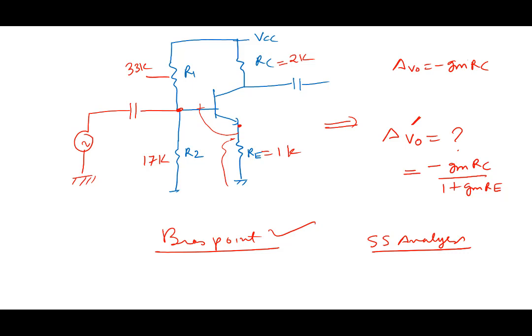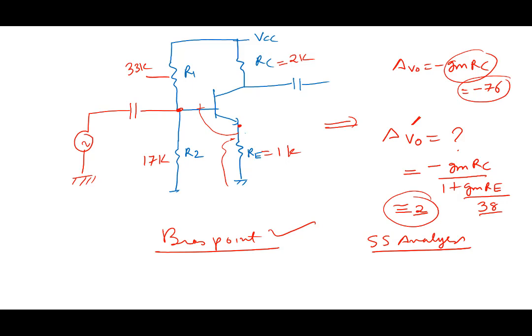Now if you recall, GMRC for us was how much? The value of GMRC was 70. Minus 76. This was minus 76. GMRE is going to be about 38. 38 plus 1, 39. So 76 by 39, this number is going to come out to be approximately 2. Yeah, RC by RE. So instead of a gain of 76, you're going to get a gain of 2 if you don't keep the capacitor.